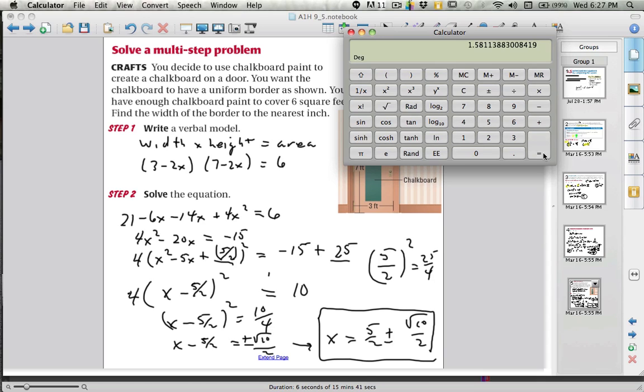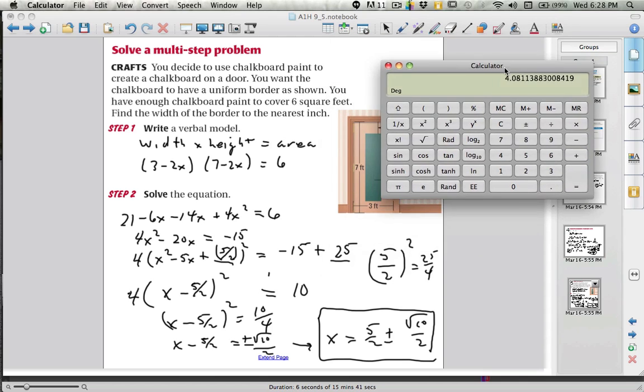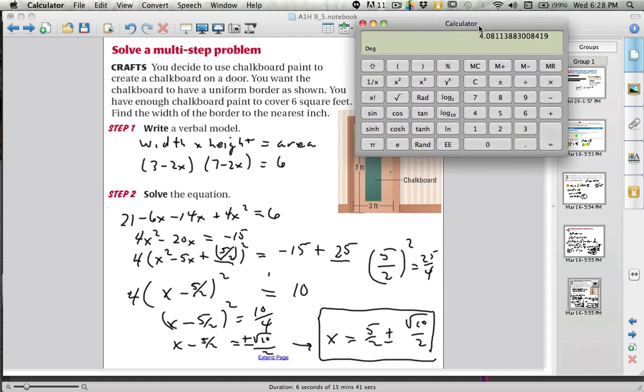My border then will be 5 halves plus, so 5 halves is 2.5. And so we end up with 4.08 feet. Well, that's not possible, right? Because the width of my whole door isn't 4 feet. So we must have to do the minus part of that.